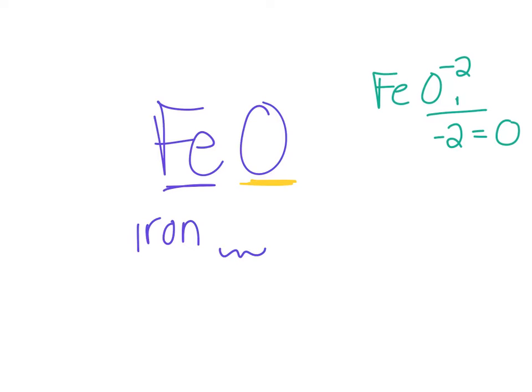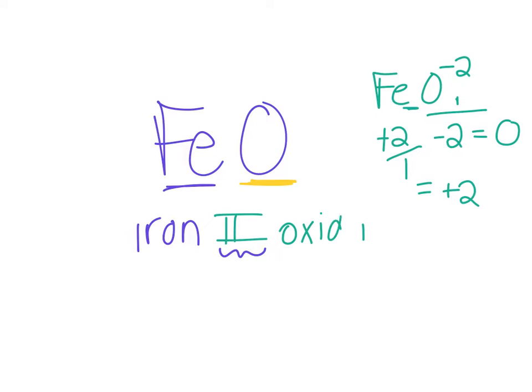Has to balance out to be 0. So this has to be a +2, and then you always go back and check the subscript. How many of them are there? 1. So that equals a +2 charge. So we have iron, 2, and then how do we end this? Oxide. Okay.